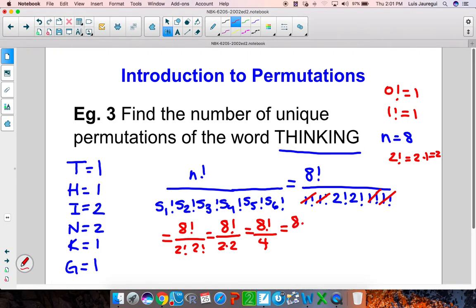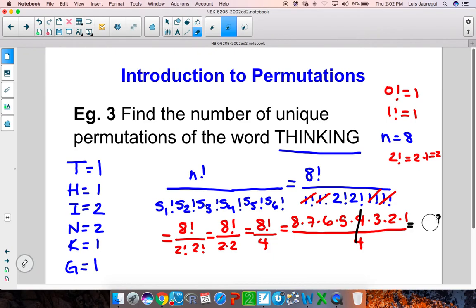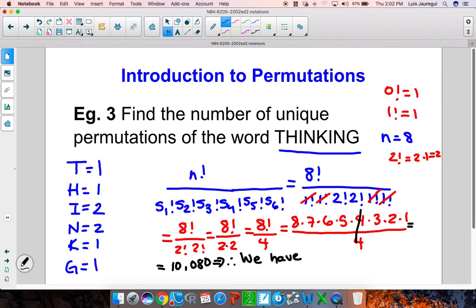And 8 factorial is 8 times 7 times 6 times 5 times 4 times 3 times 2 times 1, all divided by 4. Here, I'm going to cancel out the 4's, and I'm going to just multiply 8 times 7 times 6 times 5 times 3 times 2 times 1. And by doing that, I'm going to get 10,080. Since I ran out of room here, let me write it underneath. This implies that we have 10,080 unique permutations of the word thinking. So let me write it here for you. We have 10,080 unique permutations of the word thinking.